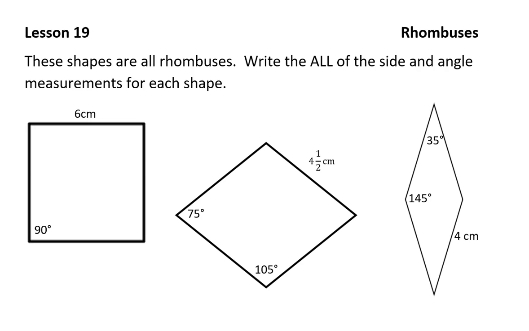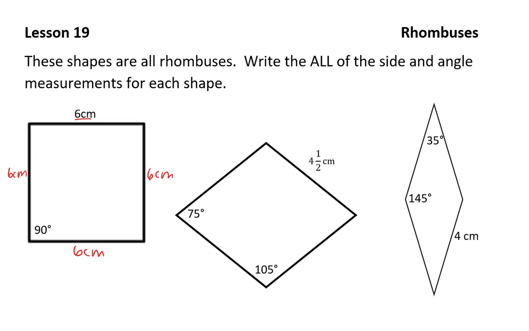On these shapes, I need to fill in all of the side and angle measurements. So each shape has been given some of the measurements. If I look at my sides first, this square is shown as having a side length of 6 centimeters. That means all 4 sides would be 6 centimeters because that's what makes a rhombus.